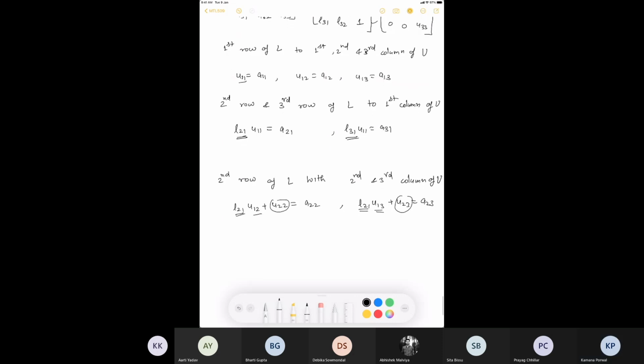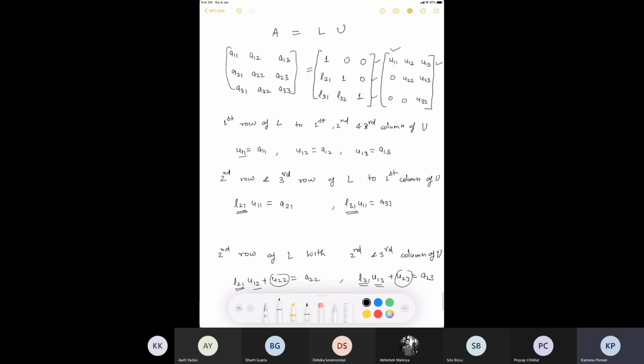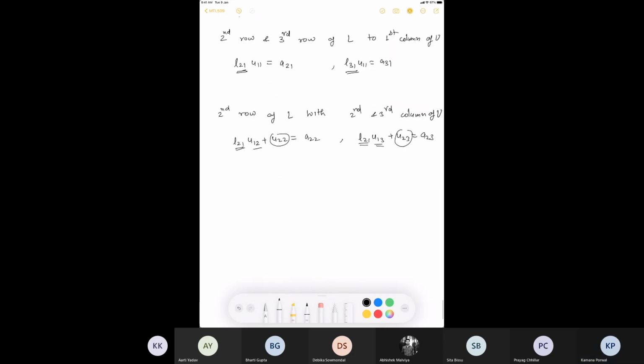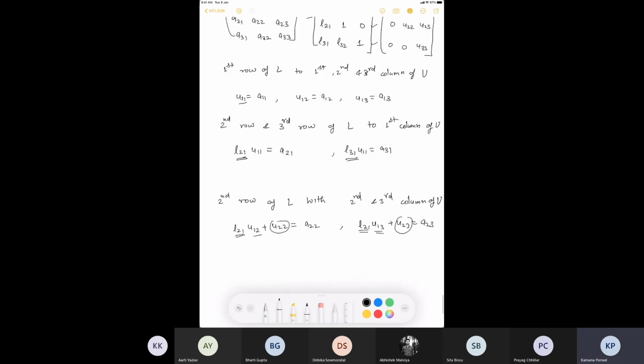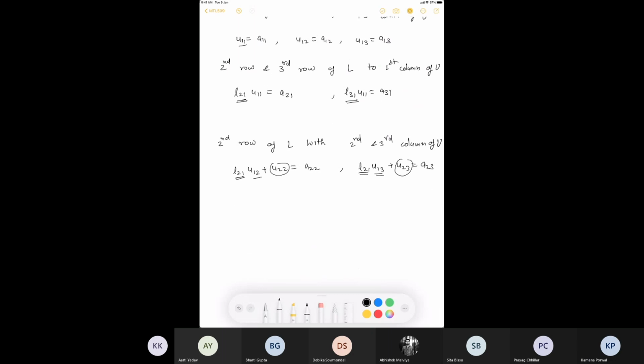And finally, we can determine L32 and U33 by multiplying. Only the third row of L is remaining. So the third row of L, you have to multiply with the second and third columns of U.